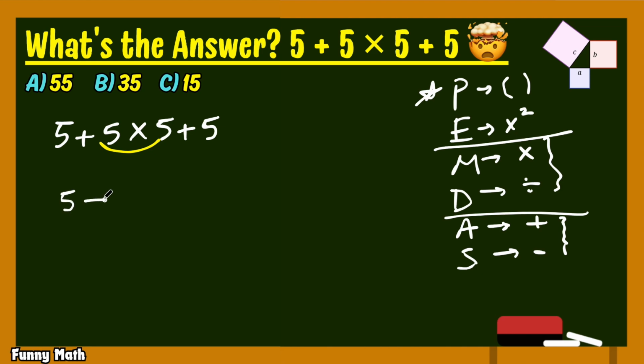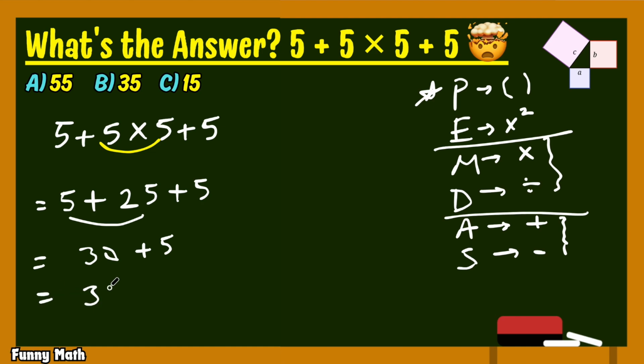5 times 5 equals 25. Our question is 5 plus 25 plus 5. If we add these, it makes 30 plus 5. Our answer would be 35.